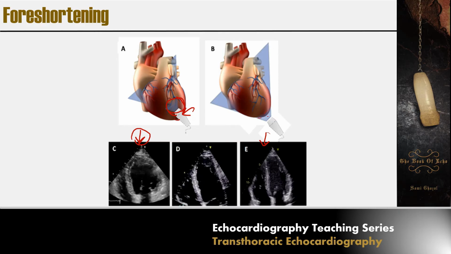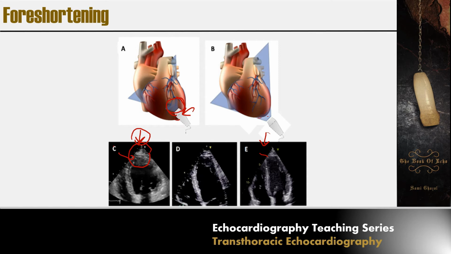Also, the LV at the apical level here will have minimal longitudinal motion, if any at all. And also, it will be thin. It will not be thick like here. It will be thin, something like this. It will be the thinnest area of the ventricle. And this is how you identify the true apex without foreshortening.